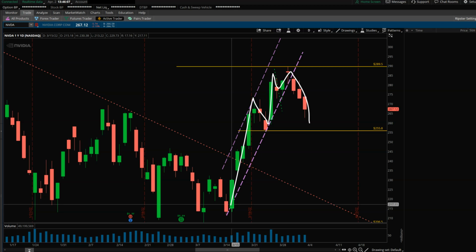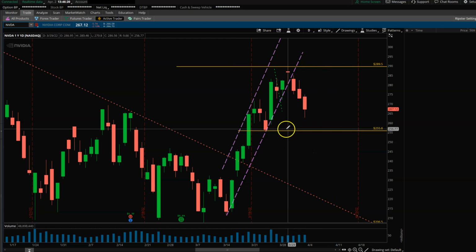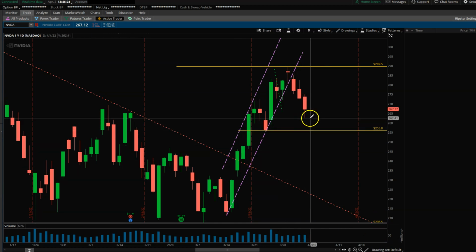Something like this, and then it bounces, and we'll see if it wants to make a head and shoulders or if it wants to make a higher low and then go back up from here. But 256 is sort of the level to watch on the downside, to target if it goes further weak on Monday or Tuesday or something like that.